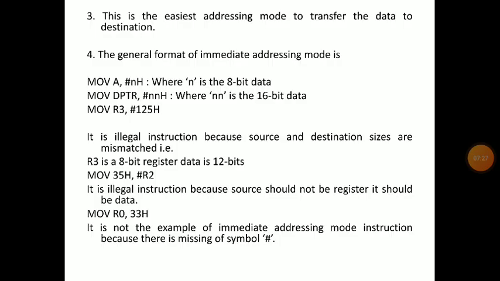And the fourth point is, the general format of immediate addressing mode is MOV A, #nh. So this is the format: MOV A or any register, #nh, where n is the 8-bit data, and the same can be represented in the next instruction: MOV DPTR, #nnh, where nn is the 16-bit data. Why? Because we have used the DPTR register.